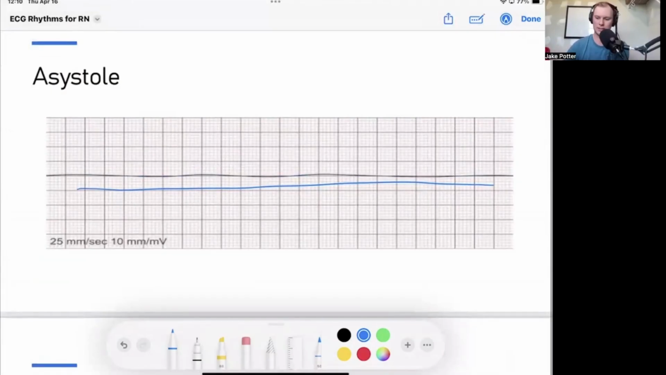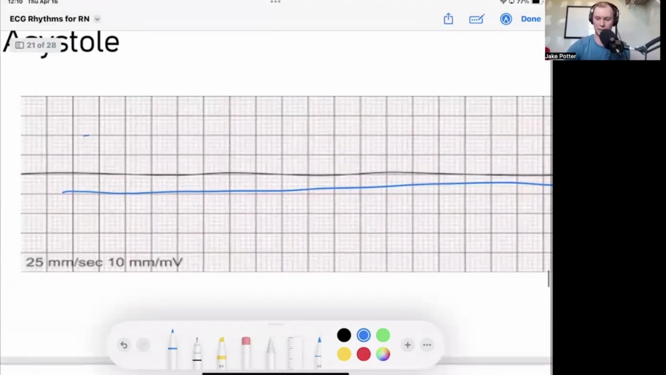Now, versus if the patient maybe gets disconnected from the monitor, you won't see a flat line. You'll see dots on the monitor like that. That just means the patient got disconnected. But if you see this flat line, that's a problem.